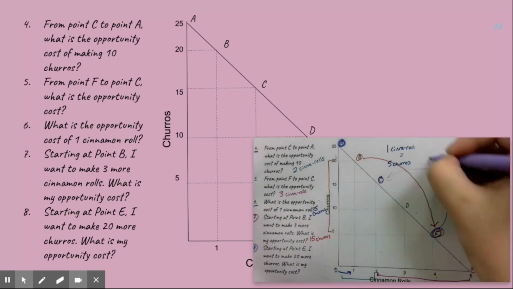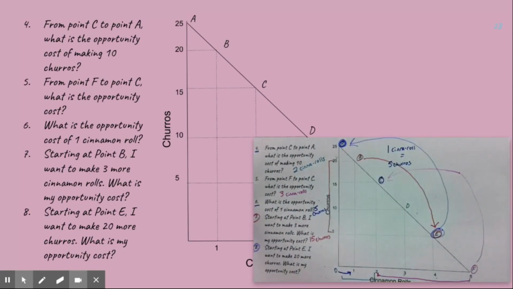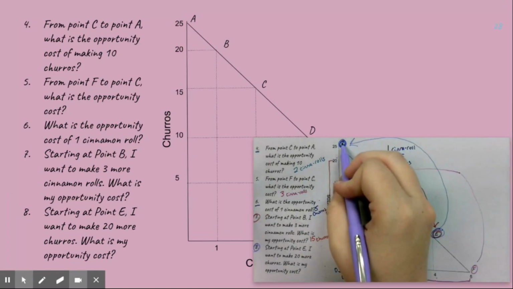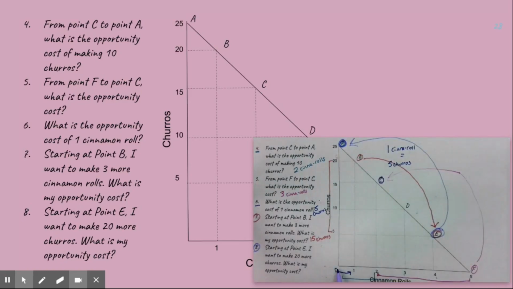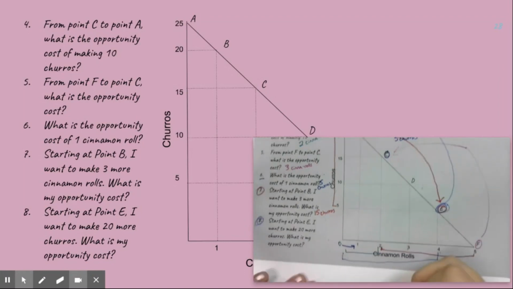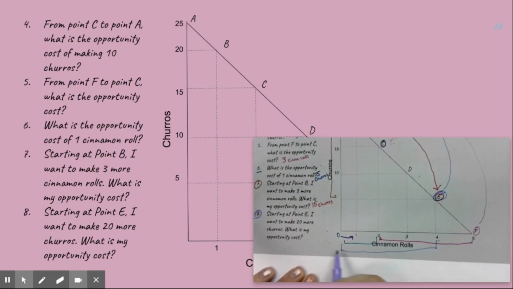So E to A, we're moving up the constant cost line. What is the opportunity cost? I was making 4 cinnamon rolls and 5 churros. Now I'm moving to 25 churros. How many cinnamon rolls? 0. No cinnamon rolls, the way God intended. So what is my opportunity cost from 4 to 0 cinnamon rolls? Oh, I'm sorry, you couldn't see that. From 4 to 0 cinnamon rolls, the opportunity cost is 4 minus 0, 4 cinnamon rolls. I'll write it out this time.